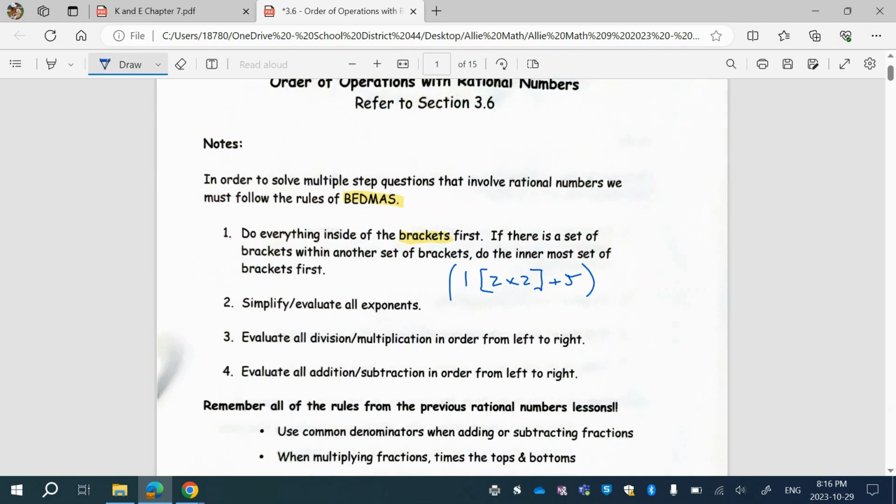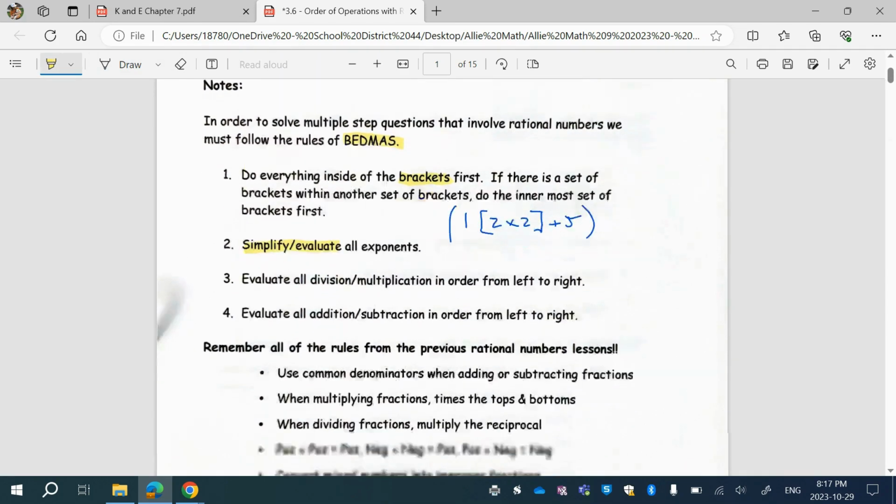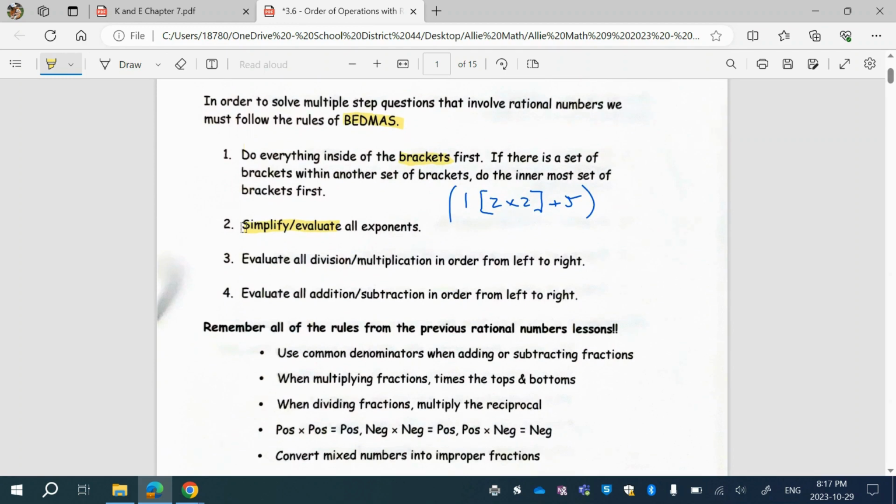Next, you simplify or evaluate all exponents. So remember last chapter we were looking at simplifying exponents quite a bit. Then you evaluate or solve all division and multiplication in order from left to right. So like reading a book. And then finally, evaluate all the addition and subtraction. That's the A and S of our BEDMAS, in order from left to right again.